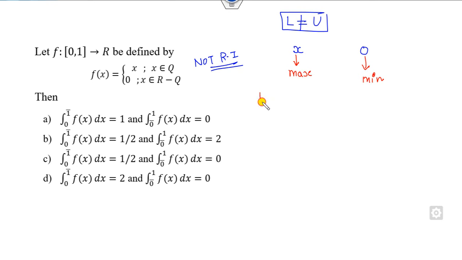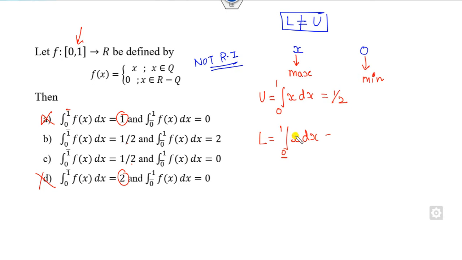So I can find the upper sum corresponding to this one. The domain is 0 to 1. The answer is half. So upper is 1 cross half, correct, upper is half. Now you can find this lower integral of x dx. Sorry, lower is 0. So the answer is 0. So C is my correct answer of this problem. You can see how many seconds you needed to solve the problem. A fraction of a second.